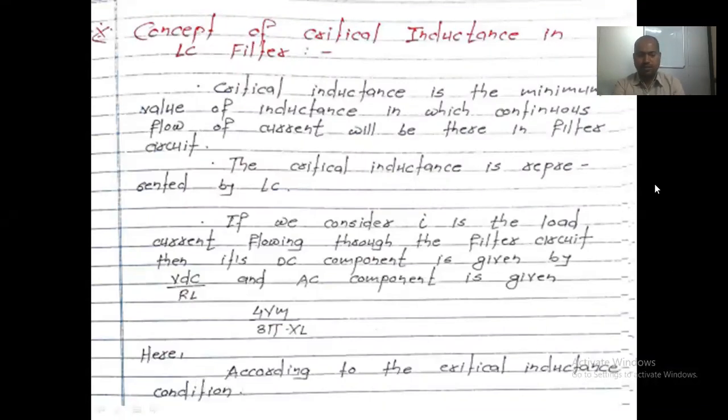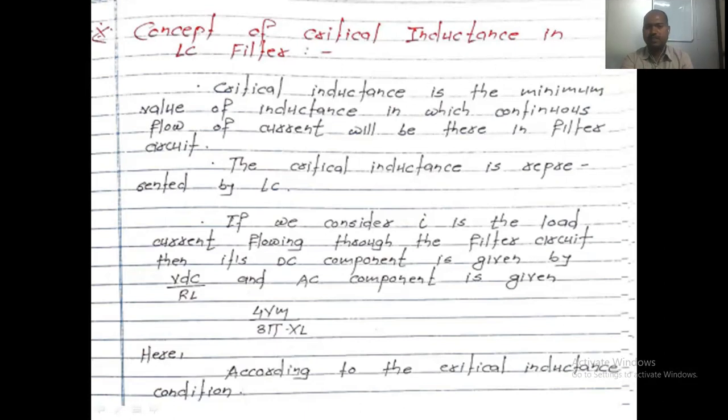Now see why that critical inductance is needed. Initially we have to see the same thing, then we have to see the definition, right? Critical inductance means what? See what happens sometimes in any of your applications. In that case, if we use the half wave rectifier, okay, the output from the half wave rectifier is only in one half cycle, that is, positive and negative half cycle.